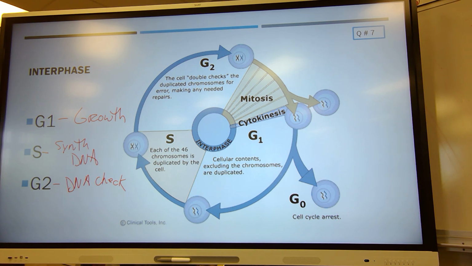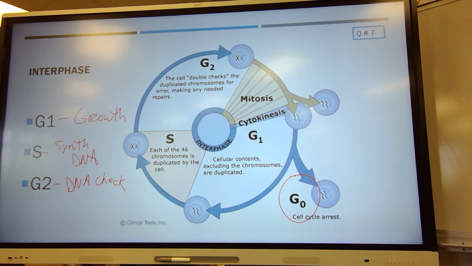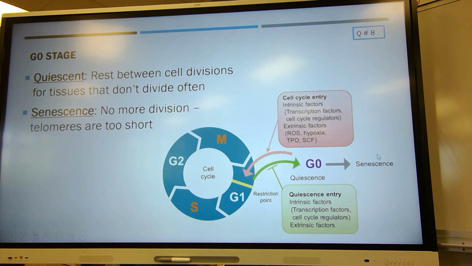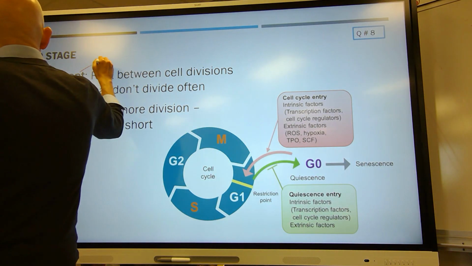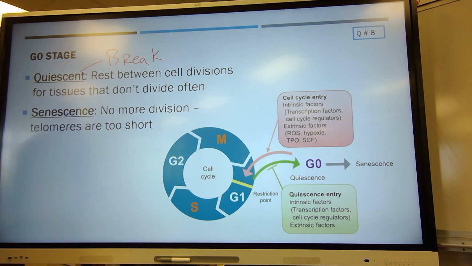Sometimes you will have a cell that will go into G0 stage. G0 can be one of two types of cell rest. The two types of cell rest are going to be the quiescent phase. This is basically, we're just taking a break. We don't need to actively divide all the time. So your neurons, they're not going to divide anymore. They are in their quiescent stage. The egg cell, after that first burst of development, they stay quiescent until they are stimulated by the follicle stimulating hormone.